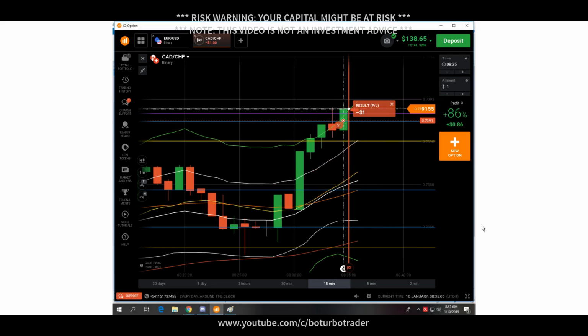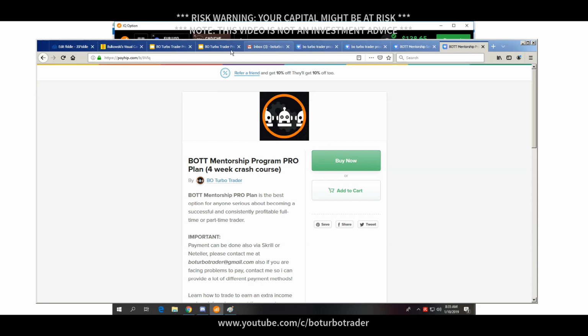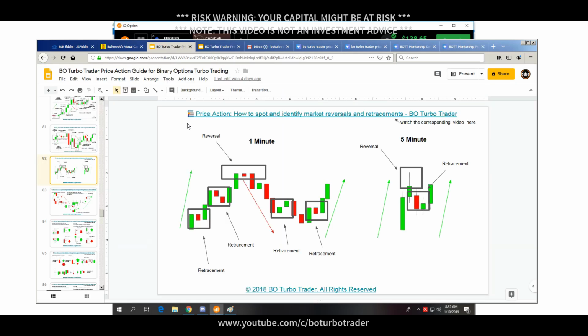Let me show you now what I have explained exactly also in the ebook, the one you always see when I'm opening the Forex price action guide: how to spot and identify market reversal and retracement. You see here that this in 1 minute is a reversal, a nice reversal. Instead on the 5-minute chart, it is a retracement.